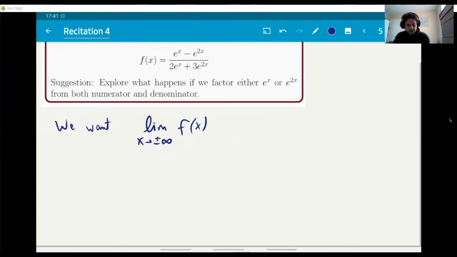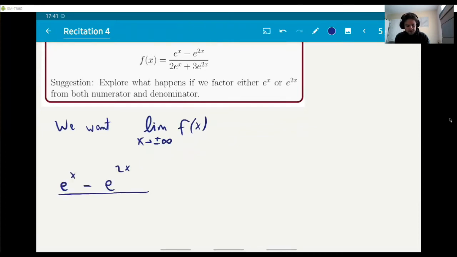Before taking a limit, let's see what's going to happen. It's clear that if you try to take a limit, either plus or minus infinity, you run into trouble with the expression. For example, let's imagine we're taking a limit at plus infinity. Then you have infinity minus infinity divided by infinity plus infinity. That's a very indeterminate expression.